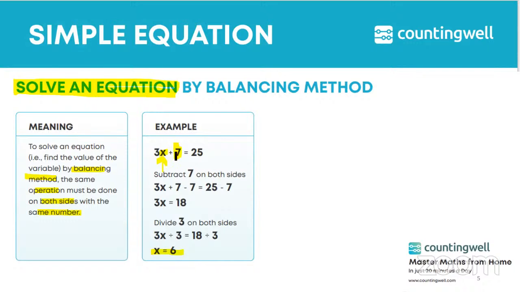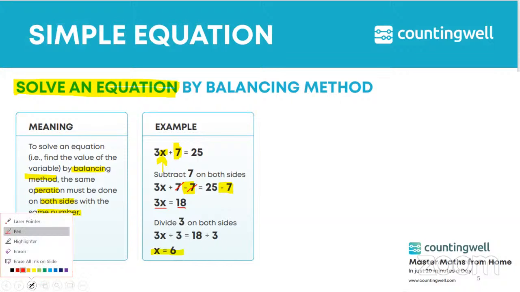So we have 3x plus 7 minus 7. Since we have done minus 7 on LHS, we have to do the same on RHS. So we have 25 minus 7. By doing so, what are we getting? The 7s are getting cancelled out. So we have 3x on LHS and 18 on RHS.